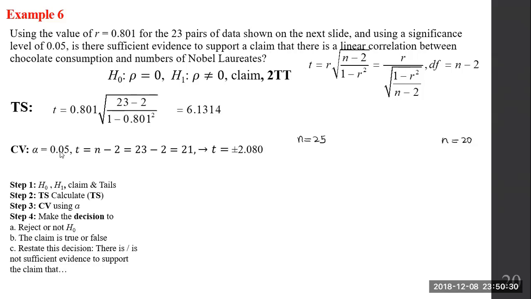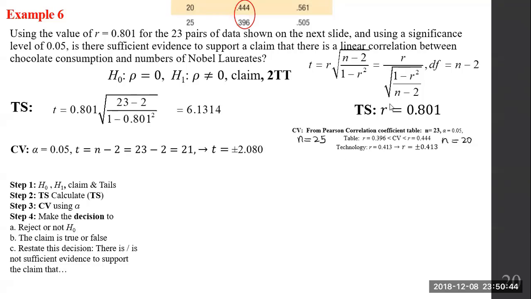And the critical value when alpha is equal to 0.05, with degrees of freedom n minus 2, we can use our table, would be plus and minus 2.08. And as you can see, if you use the second method here, when you use the Pearson table, the value of n equal to 23 isn't really there. When you get past 20, it goes in increments of 5.